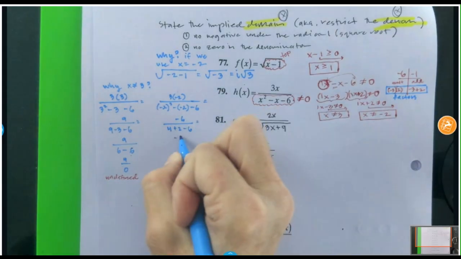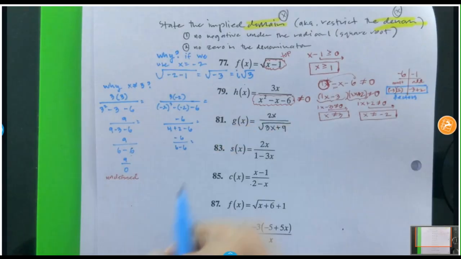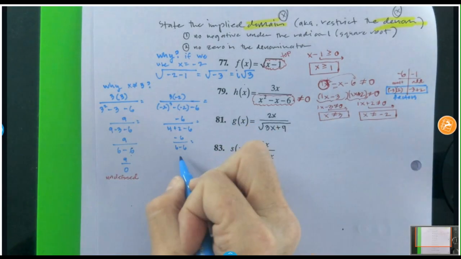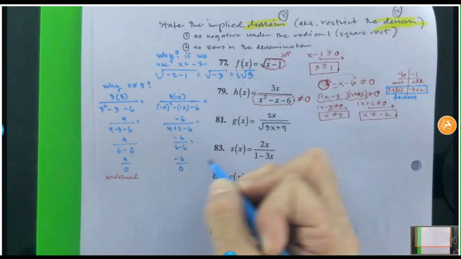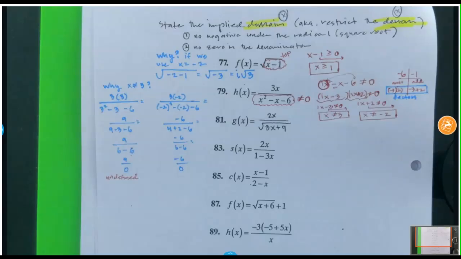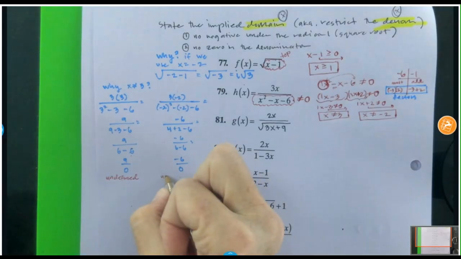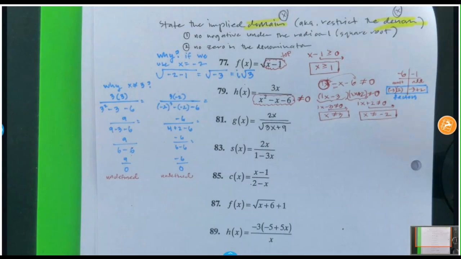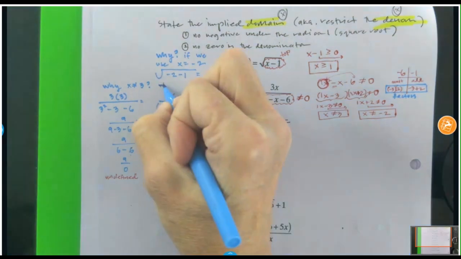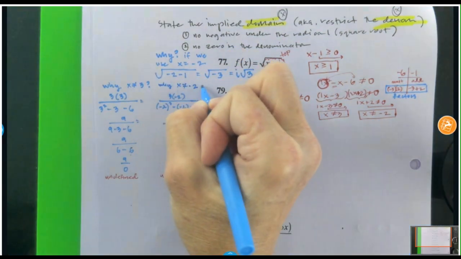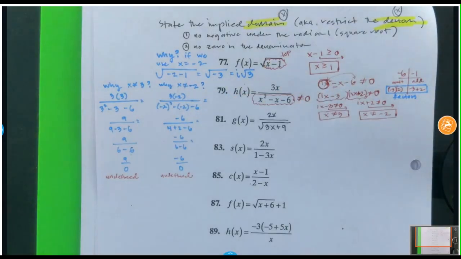4 plus 2 is 6. Uh-oh, what's 6 minus 6? Right here in the denominator. What's 6 subtract 6? 0. And we cannot have 0 in the denominator. It is undefined. So that is why for number 79, there are 2 restrictions. Because if you were to plug them in, this is why x cannot equal negative 2. It's because when you plug it in, you get something that is undefined. All right.